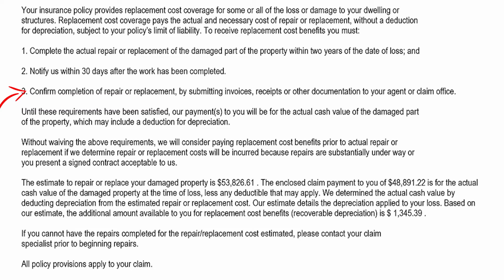Whether you use us or not, you should work with a contractor who can provide all the documentation the insurance company needs in a timely manner. That's very important, and most insurance restoration contractors should do all this work for you. For example, it says confirm completion of repair by submitting invoices, receipts, and other documentation to your agent or claim office. We do that for you, and most insurance restoration contractors do that for you as well.